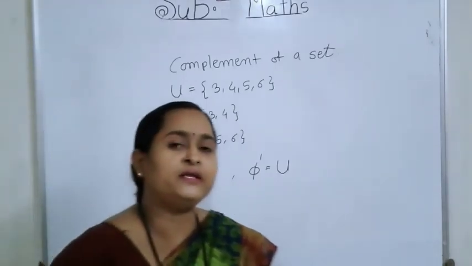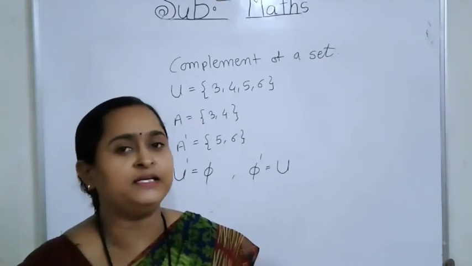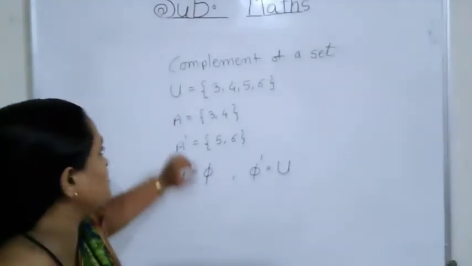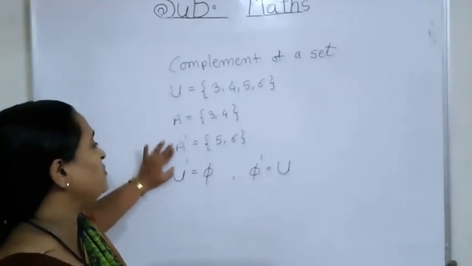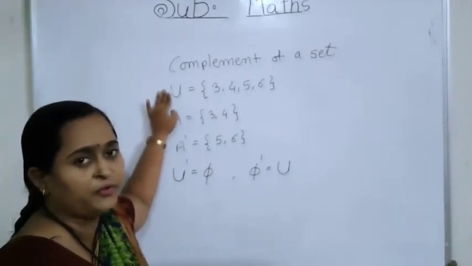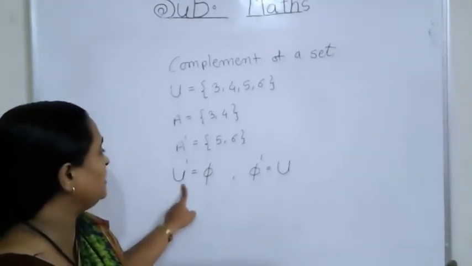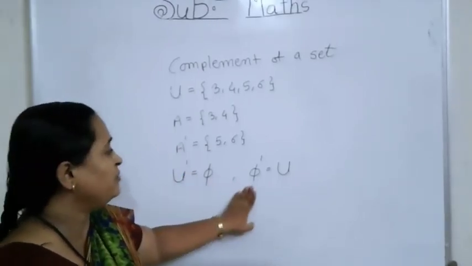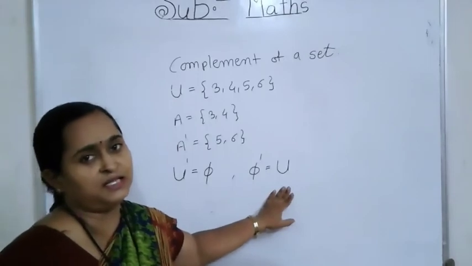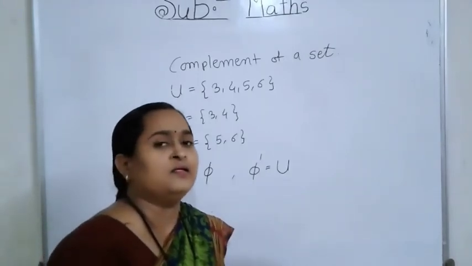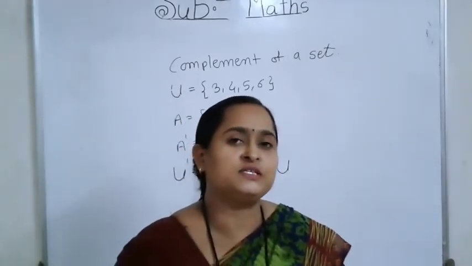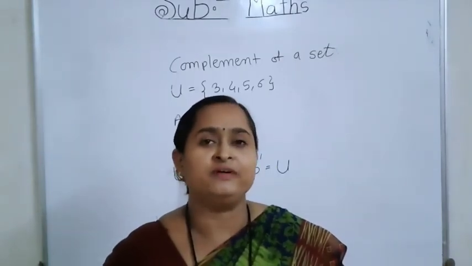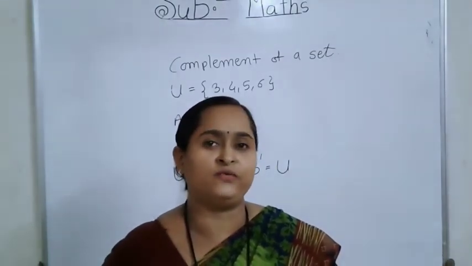Now the first property, no elements are common in A and complement of A. Second property, A is a subset of U and complement of A is also a subset of U. Third property, complement of U is equal to the empty set and complement of the empty set is the universal set. Now hope you all understood this. In today's video we have seen the Venn diagram, universal set and complement of a set.